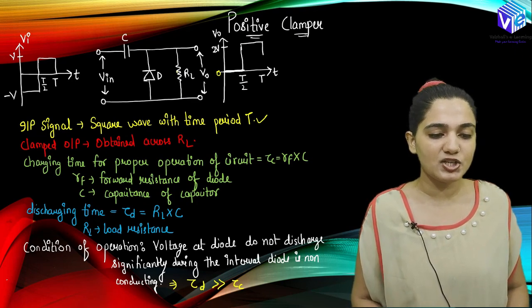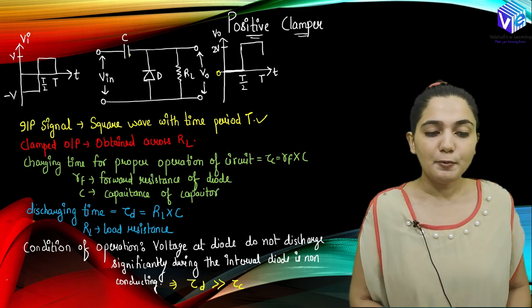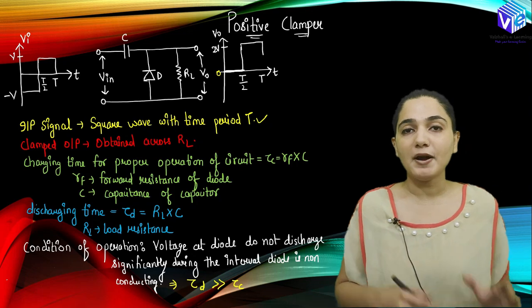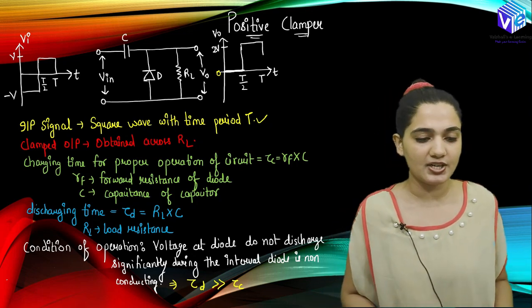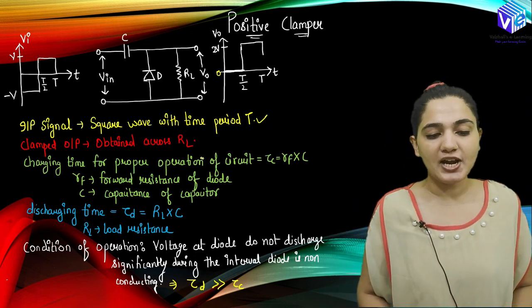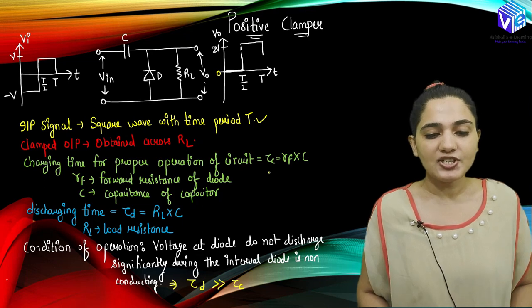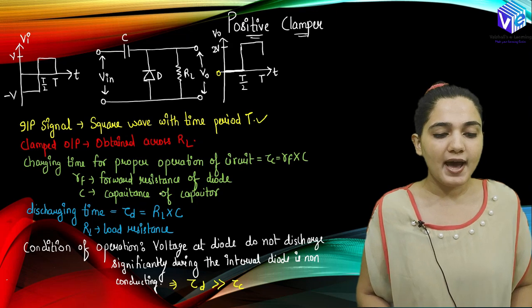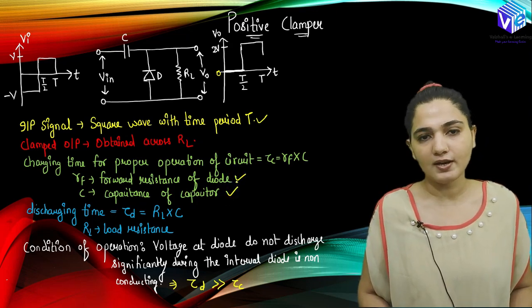At the RL we can measure the clamped output. Here we are using the capacitor. So for the capacitor we require a perfect charging and discharging time, right? We require a proper charging and discharging time. Charging time can be represented as RF into C, where RF is the forward resistance of the diode and C is the capacitance of the capacitor.